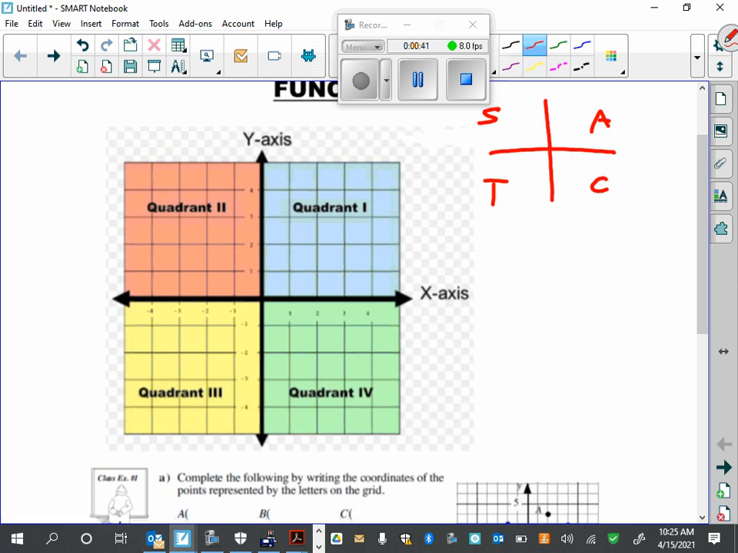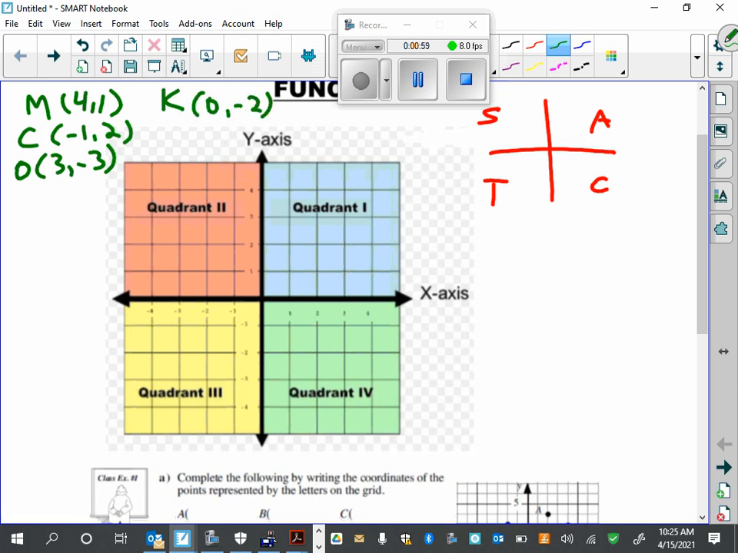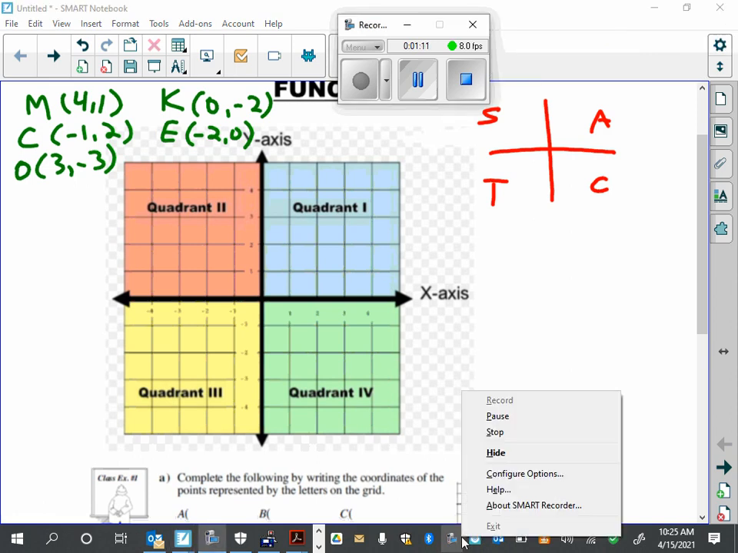But I want you in this graph to graph these points, and hopefully remember how to do so. Graph 4, 1, negative 1, 2, 3, negative 3 is O, A, 0, negative 2, and E is negative 2, 0. Quick reminder of maybe grade 5, I don't even know when we start graphing points on graphs. But we can't guess ever. Math and guessing do not work.